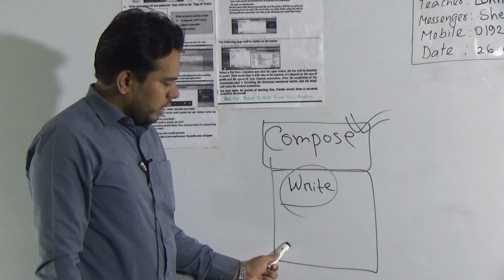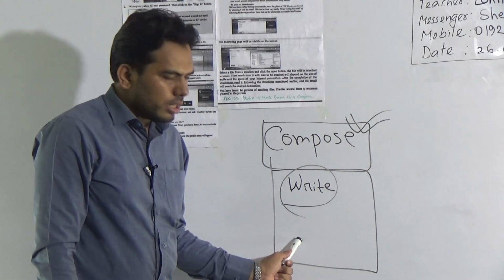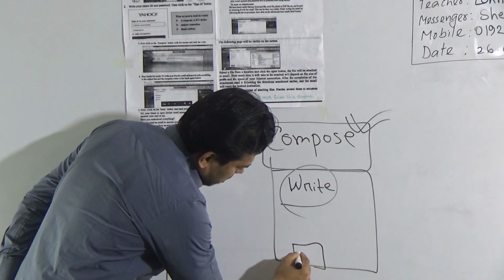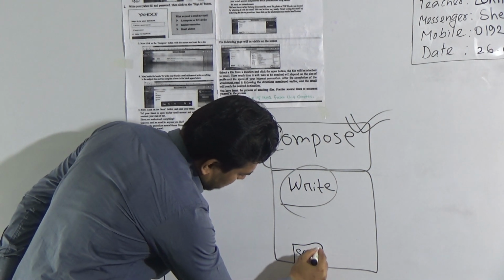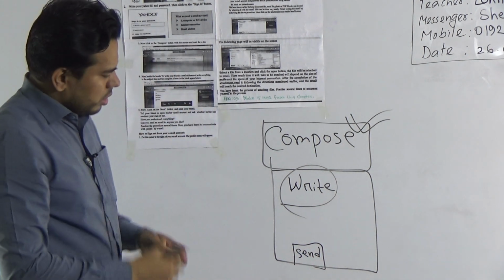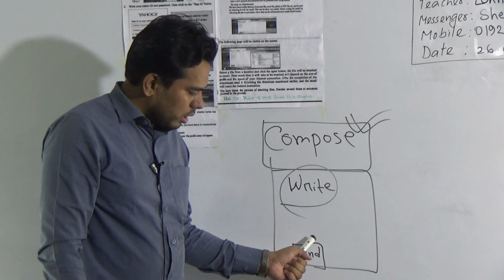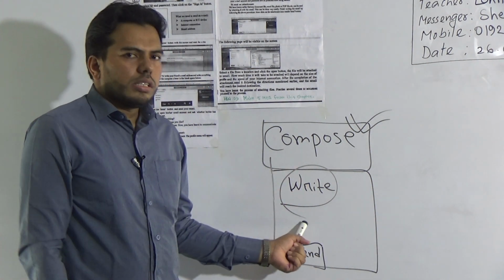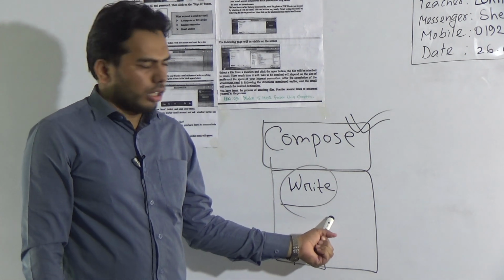So after writing, whenever your writing is finished, another option will appear to you like send. You must click on the send button, then your email will be sent to your friend's email ID.